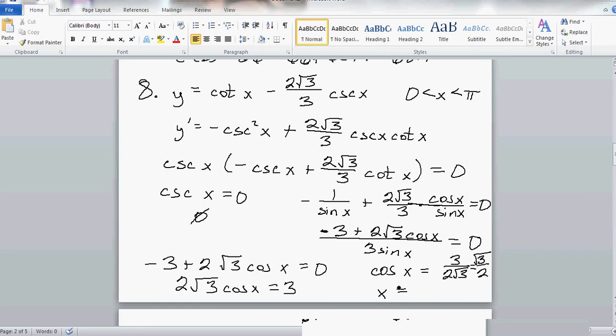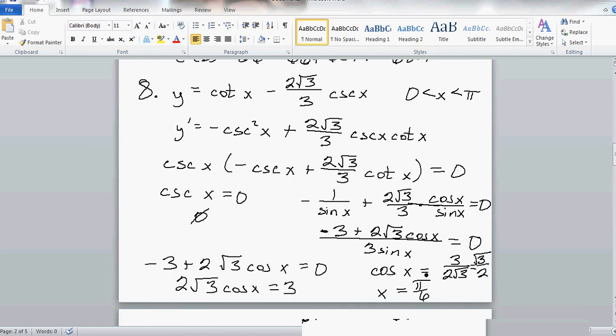We have to remember cosine is positive only in the first quadrant, but not the second. So we only have to worry about the first quadrant. Cosine is root 3 over 2 at pi over 6, and so that's where it's going to occur.